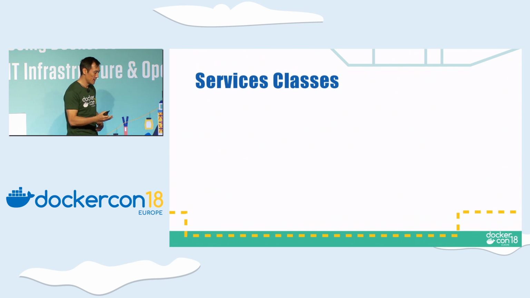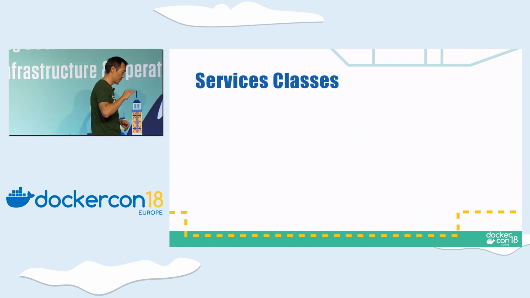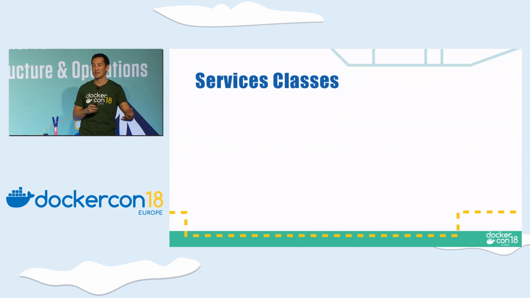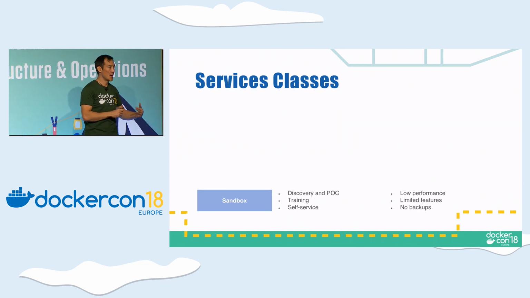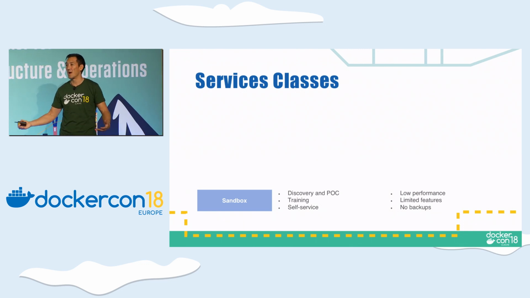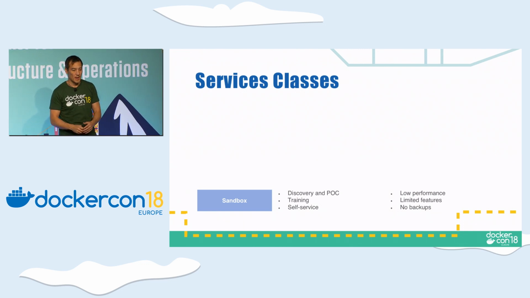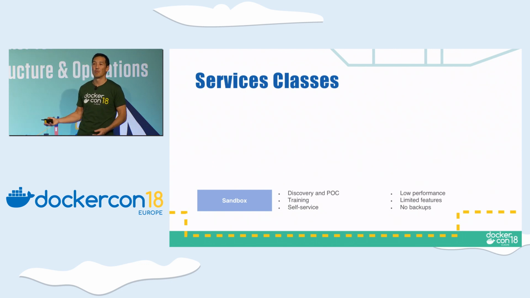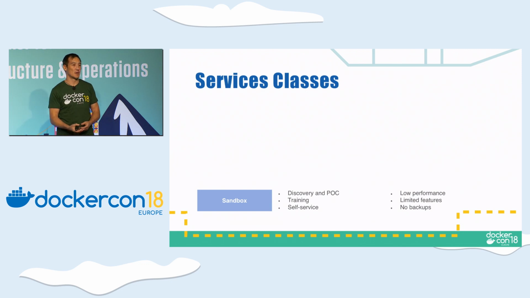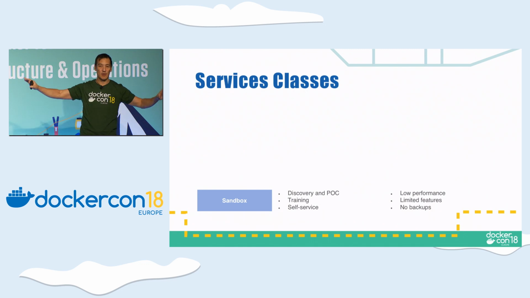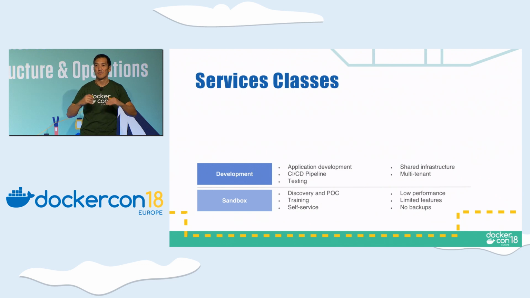Now, besides the what, you also need to think through different levels. We talked about SLAs before. As an example, you can provide a sandbox level. That would be for people who want to discover what Docker is, do a POC, maybe train on it. It wouldn't require high performance, and you don't need to do backups on there. You might need some storage, but you're not necessarily going to spread it over multiple data centers.